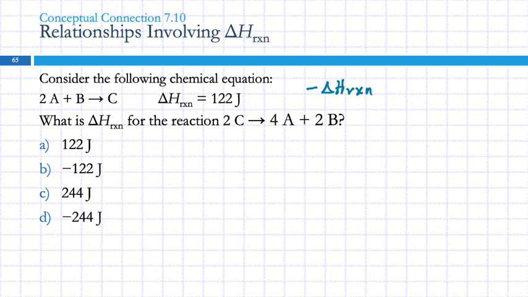What else happened? It was multiplied by 2. All the coefficients are twice as large as they were there. So then we're going to take that negative, we made it into a negative, and we're going to multiply by 2. So it was positive 122, make it a negative 122, multiply by 2, negative 244. Did you follow it? We're not doing any crazy math or anything here.